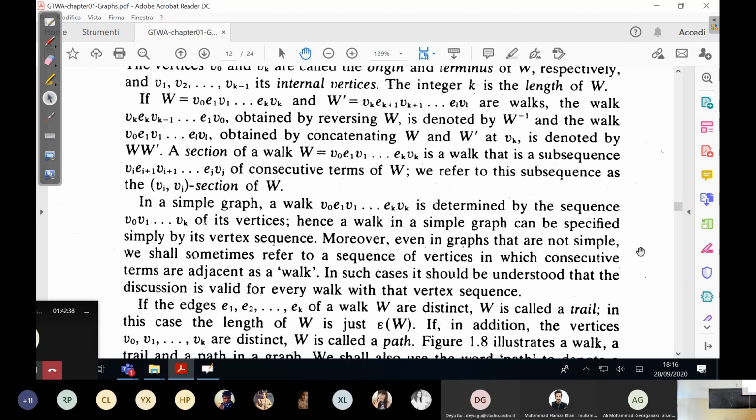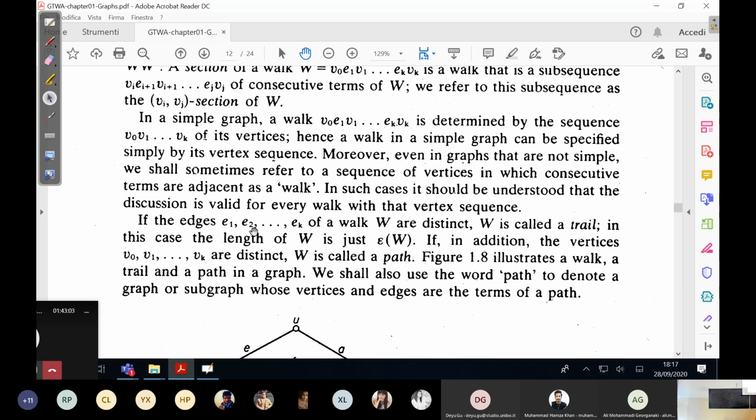Moreover, even in graphs which are not simple, we shall sometimes refer to a sequence of vertices in which consecutive terms are adjacent as a walk. Okay, it should be understood that the discussion is valid for every walk with that vertex sequence, so that it is indifferent to use one or the other parallel multiple edges between two given vertices. Okay.